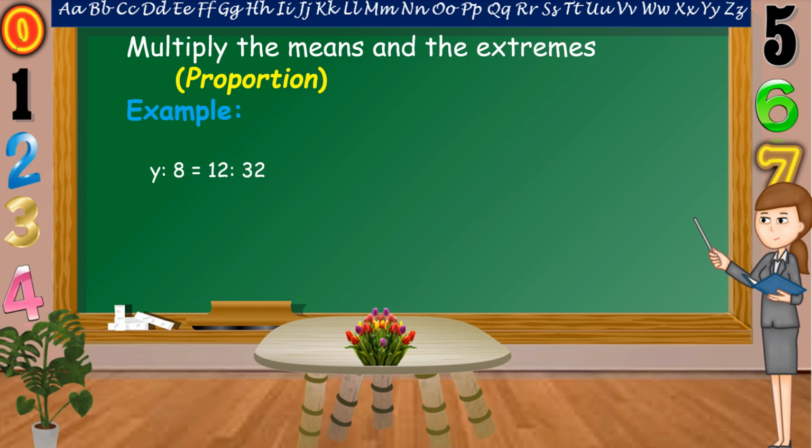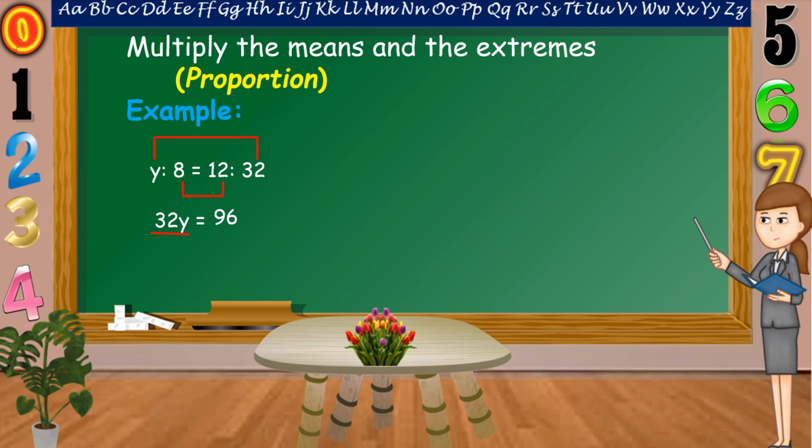Ratios are written in column form. For example, y is to 8 is equal to 12 is to 32. The missing term is y. What will be the value of y so that these two ratios will be equal or in proportion? First, we're going to multiply the extremes. y times 32 is equal to 32y, and 8 times 12 is equal to 96.